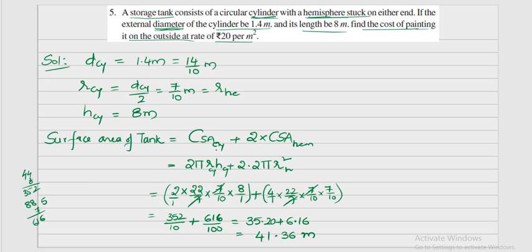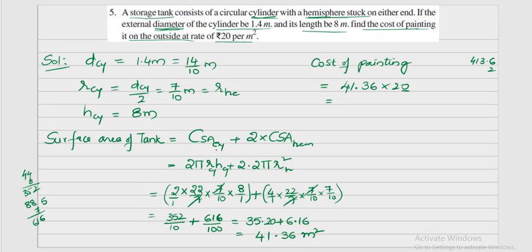So this is nothing but my surface area. Now what do I need to find? So I need to find out the cost of painting, right? So to find out the cost of painting, what should I do? The cost of painting is given by the surface area, so whatever the surface area, 41.36 into 20, right? So if you observe this, because of this 0, 1 decimal place will move, right? So from there, what am I going to get?